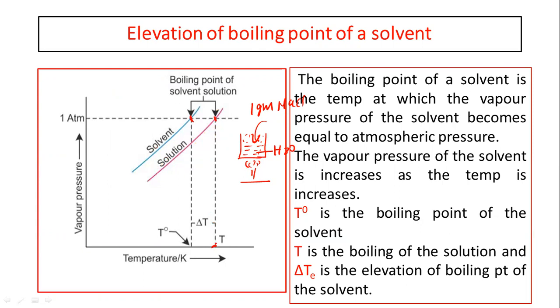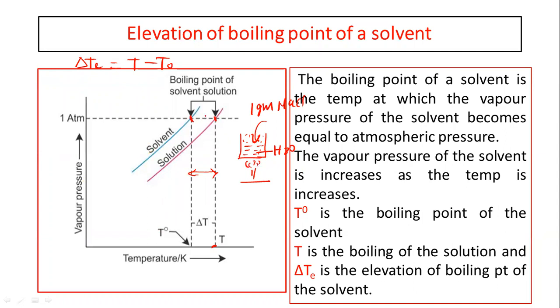So the boiling point of the solution is T here, and this difference between the boiling point of the solution and the boiling point of the solvent is called delta TE. So in this case we can write delta TE equal to T minus T0, where T is the boiling point of the solution, and T0 is the boiling point of the solvent.